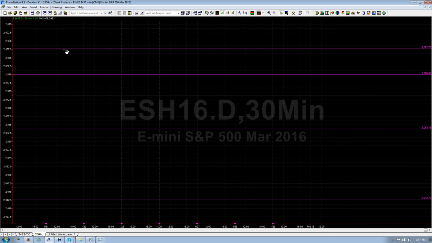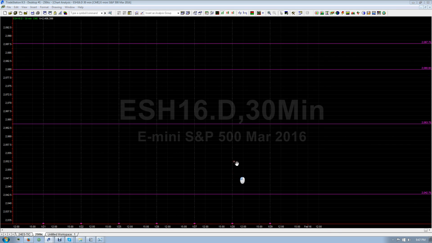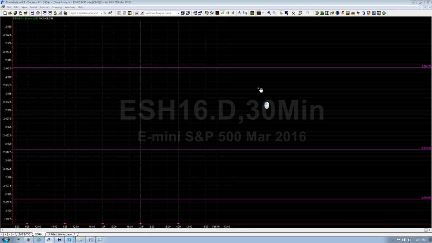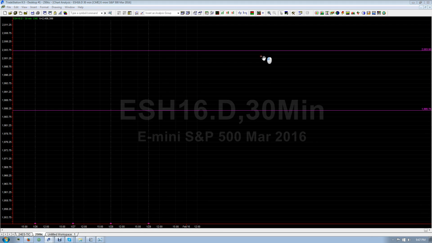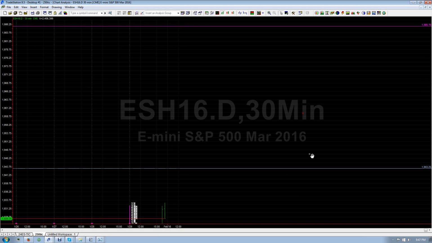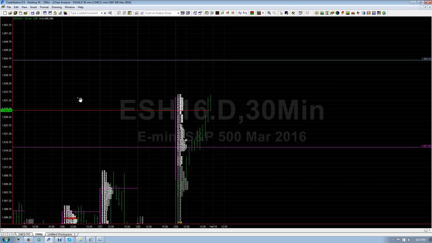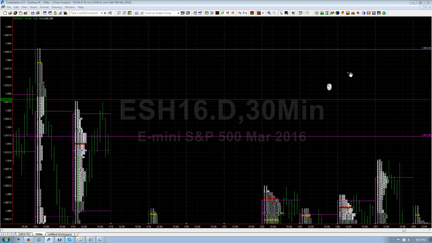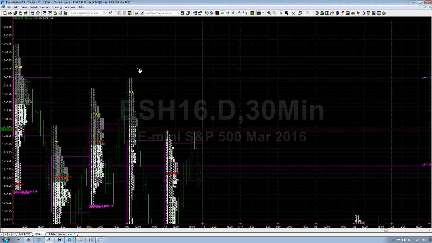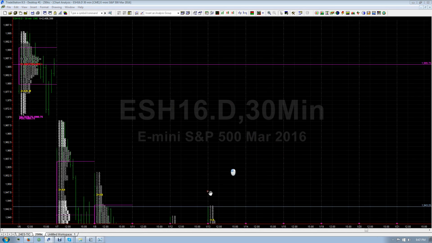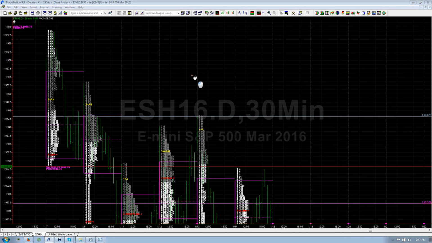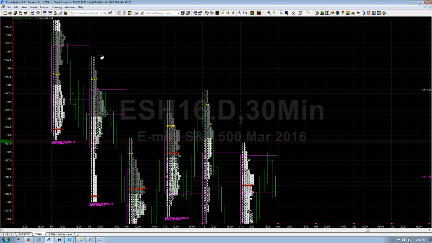See, I have all these untouched VPOCs marked up, and so as the market's traded down, it's left a lot of up targets. Example of a good high you can see for a couple of days. Here would be a good high.